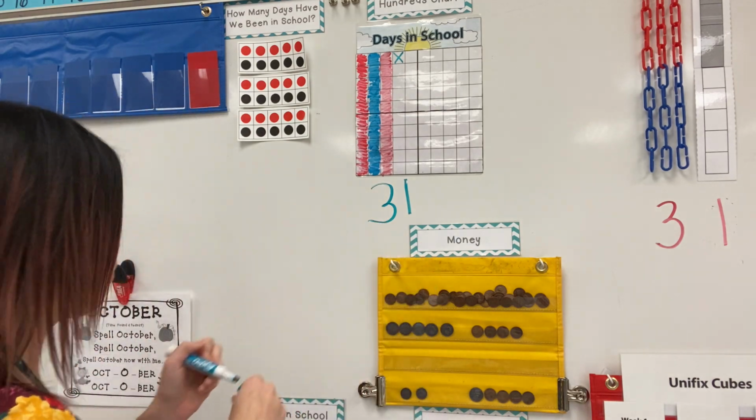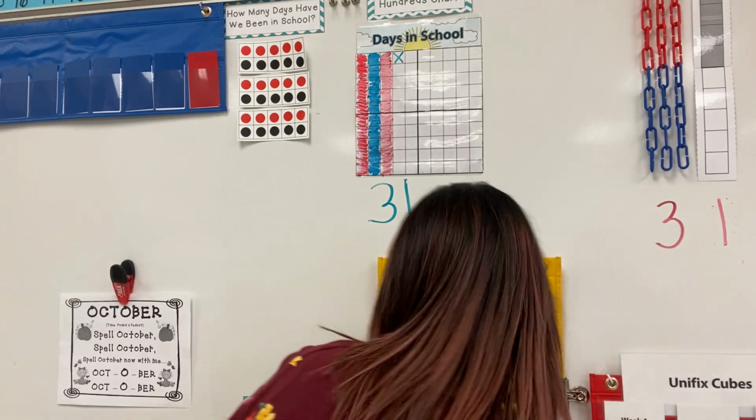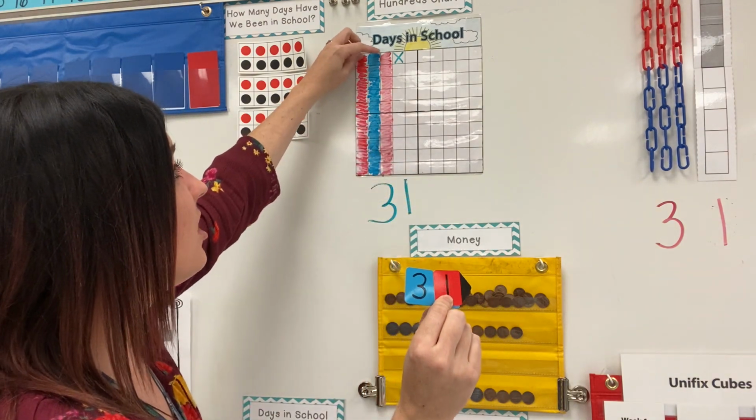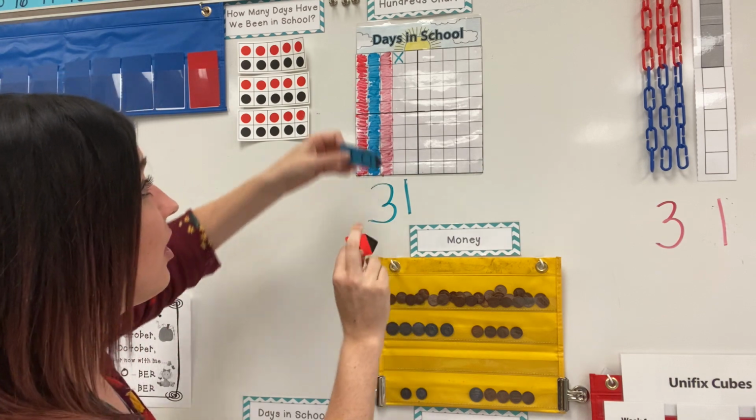That's 31. Now 31 kind of looks like 3 and 1, doesn't it? It does look like 3 and 1. But it's not just 3 and 1. This is not just 3 blocks colored in. There's actually 30 blocks colored there.